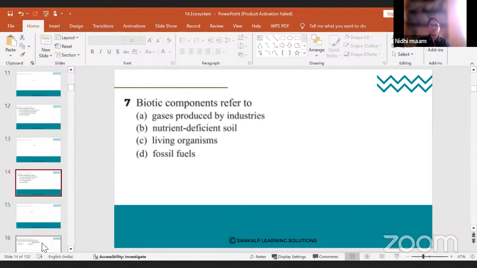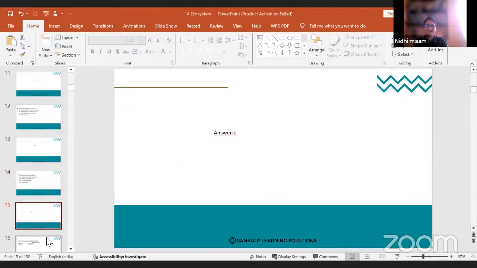Let us proceed to the next question. Very easy question again. Biotic components refers to: gases produced by industries, nutrient deficient soil, living organism, fossil fuels. Yes, my dear YouTube students, be fast. The quick responses are from Dhanush HJ, Tasmiya Banu, Aishu, Kavya, Jyoti, Shabina, Sheikh, Pavitra, Ramya, Yasin, Ranjita, good. Most of you voted for option C, living organism. Exactly the right answer.